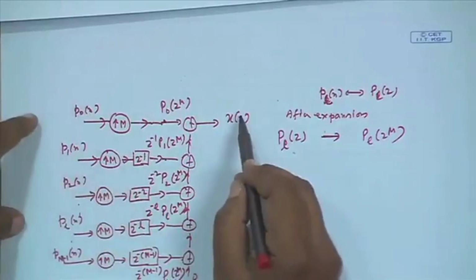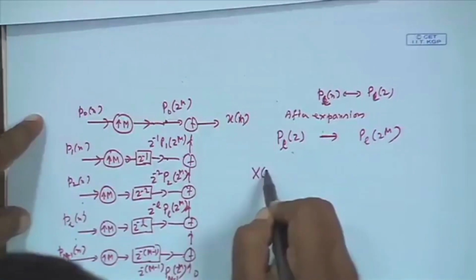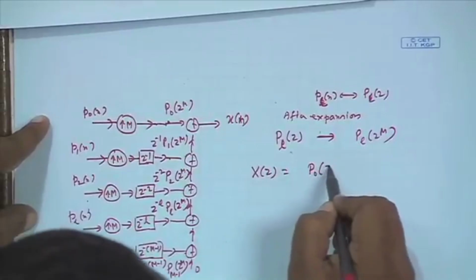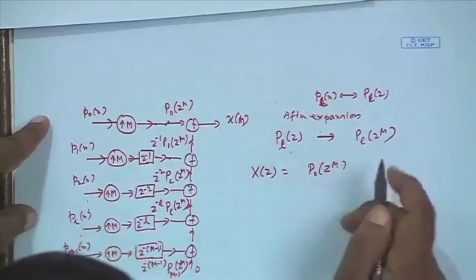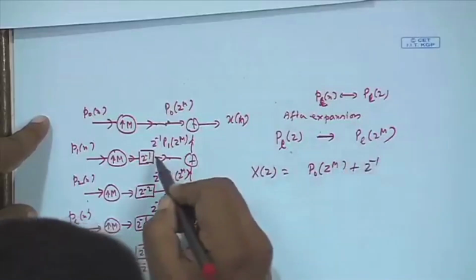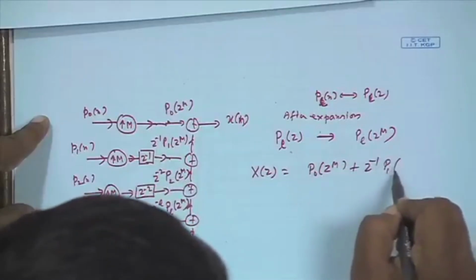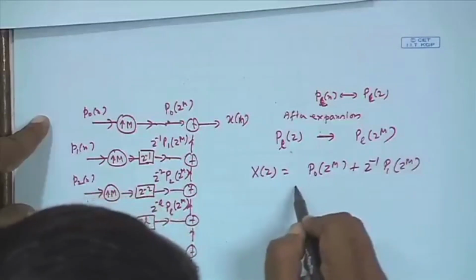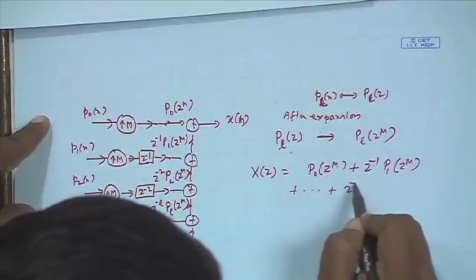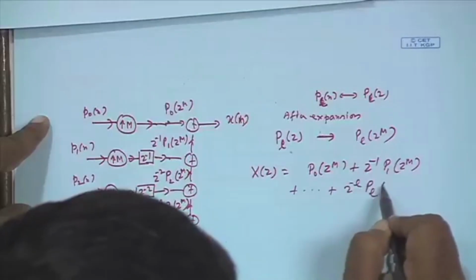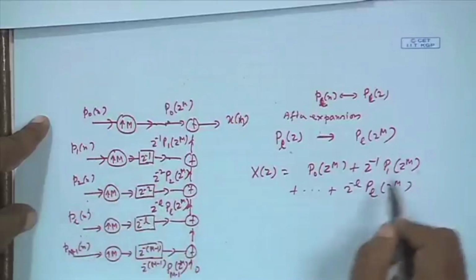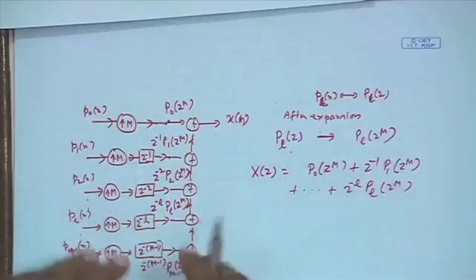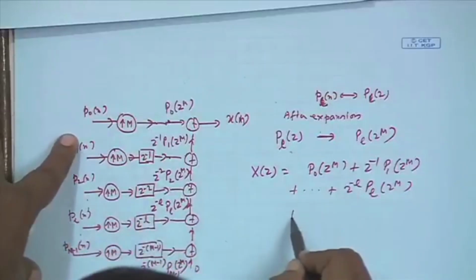So if you add all of them, you get the Z transform X(z), which also shows X(z) is the P0 polyphase component, the 0th polyphase component, but expanded. Then one shifted version of the second polyphase component, expanded, and then one shift, dot dot dot, Z to the power minus L PL Z to the power m. That is, you take the Lth polyphase component, expand it, but shift it by L to the right for proper placement.